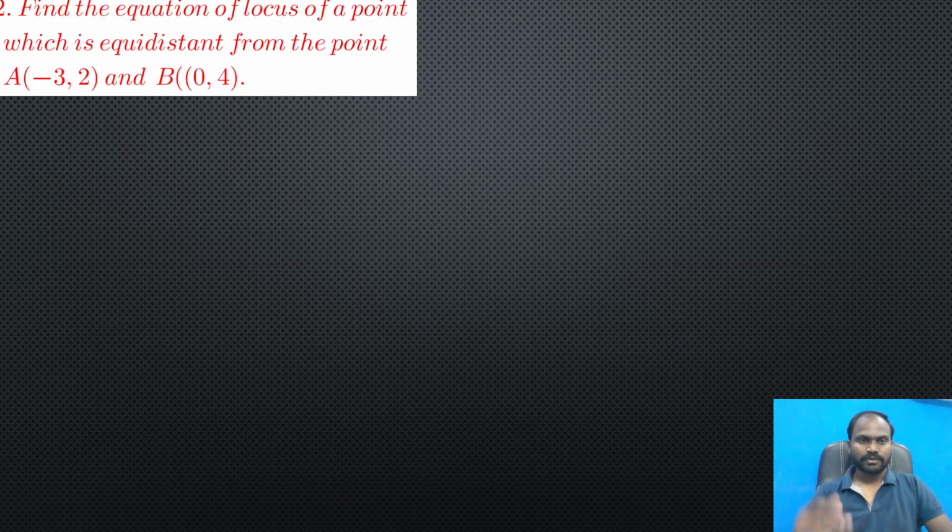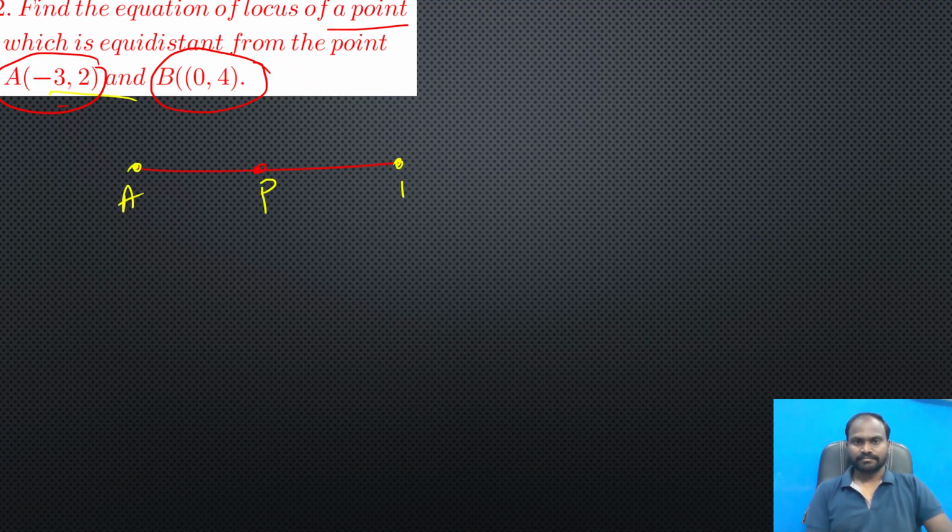Okay, look at this question. Find the equation of a locus of a point which is equidistant. That is what we are discussing. From the point A minus 3 comma 2, you can see that they are talking about the point which is equidistant from these 2 points. Right now, we have a point P which is equidistant from A and B. So let us assume that point P is x comma y. That means here we know that PA is equal to PB.